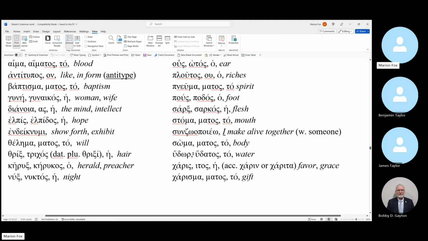Hudatos, water. Our word hydro, our word is hy, and so the rough breathing and the upsilon becomes a y, hydro, and that would be water in English. Charis, and of course put an iota there, the iota tau, and that'll be your stem.